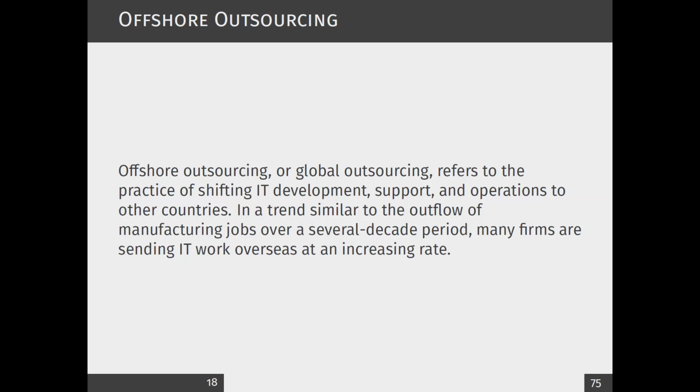So, you can notice this as a trend. Most of the developed countries nowadays are putting IT related work to countries like ours or India. So this is what we call offshore outsourcing.